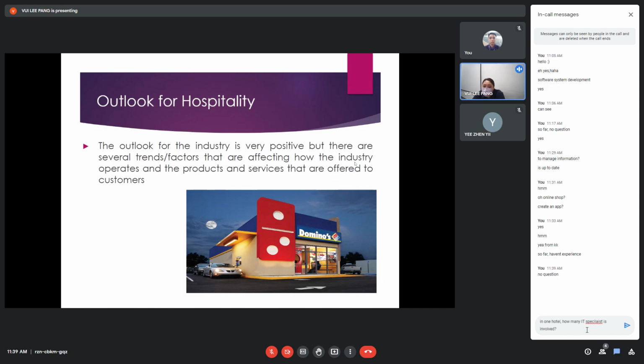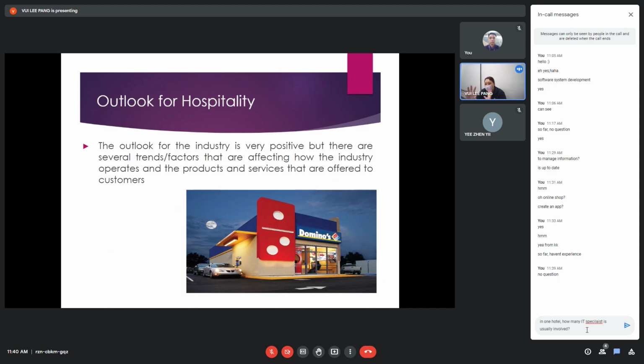Okay, and then you can see that there are a lot of trends and factors that will affect how the industry operates. As I mentioned in the beginning part, because of the pandemic, no guests, because of the restrictions and control. So how did the hotels survive? How did the restaurants survive? They could not have dine-in, no dining. So they offered delivery, and created apps for online ordering and food delivery.